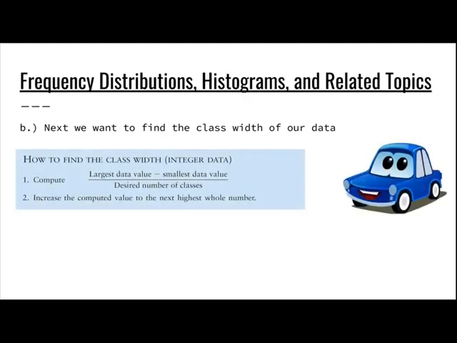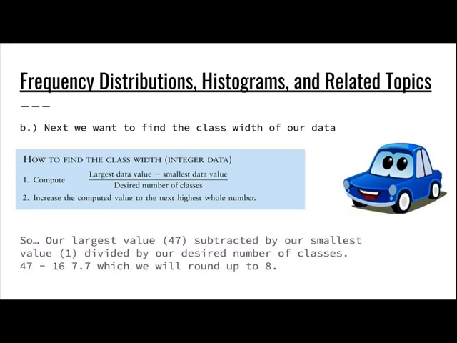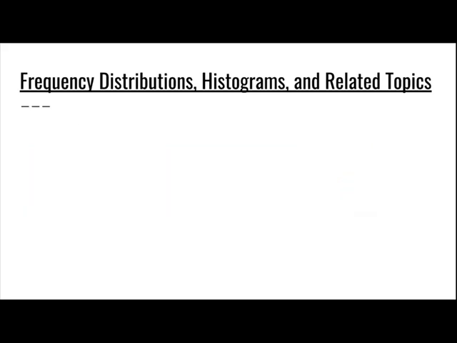Next, we want to find the class width of our data. To find the class width, we take our largest data value and subtract our smallest data value, and we divide it by our desired number of classes. Remember that we wanted 6. So if we take 47, subtract 1, and then divide by 6, we get 7.7. You always want to make sure that you increase it to the highest whole number. So therefore, we're going to round up to 8.